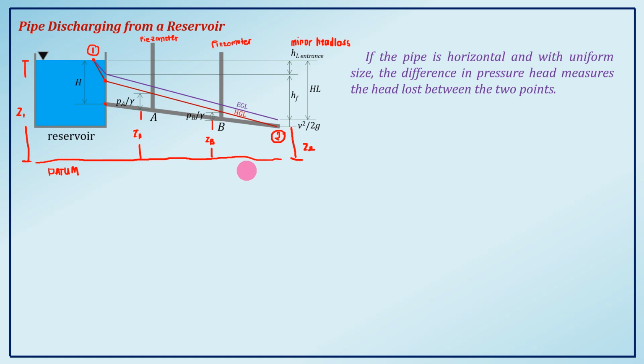Now, it says here that if the pipe is horizontal and with uniform size, the difference in pressure head measures the head loss between the 2 points. So, it has something to do with your point A and point B. Well, for the analysis of your pipe discharging from a reservoir, the Bernoulli's energy equation is all you need. And also the equations for the major head losses.